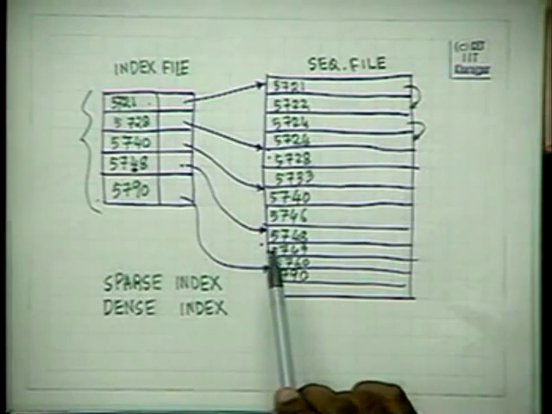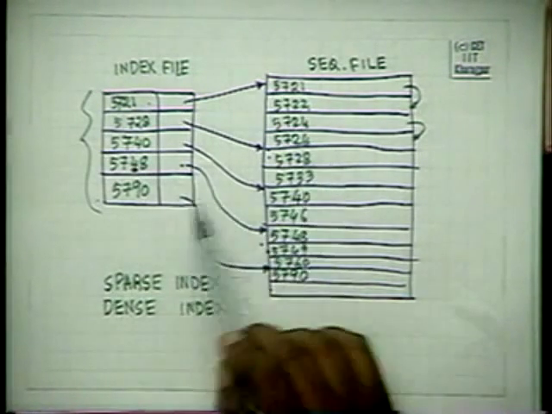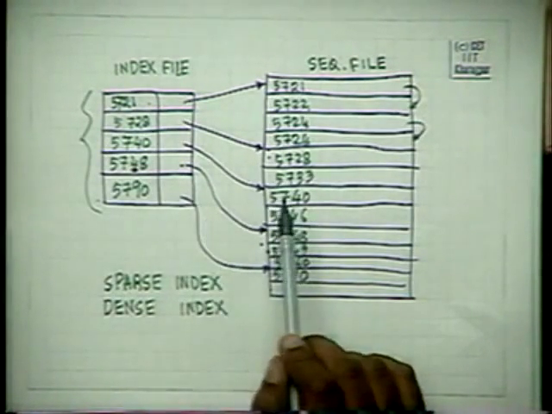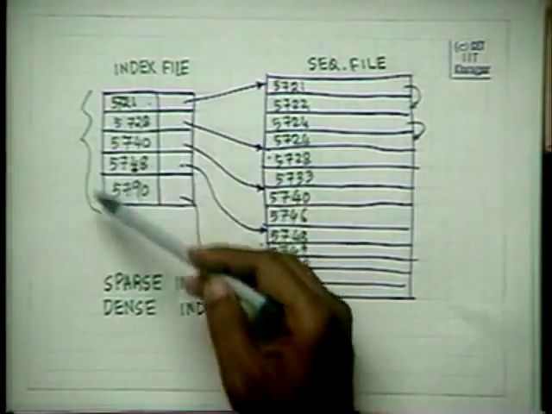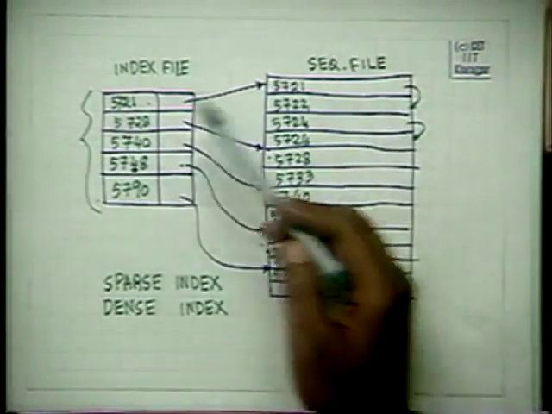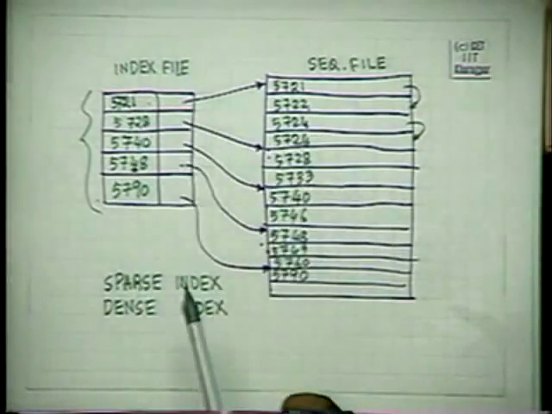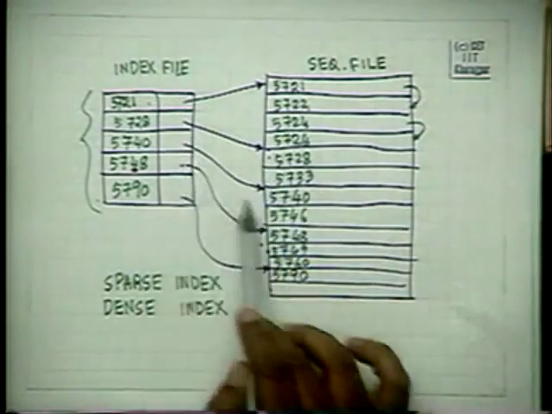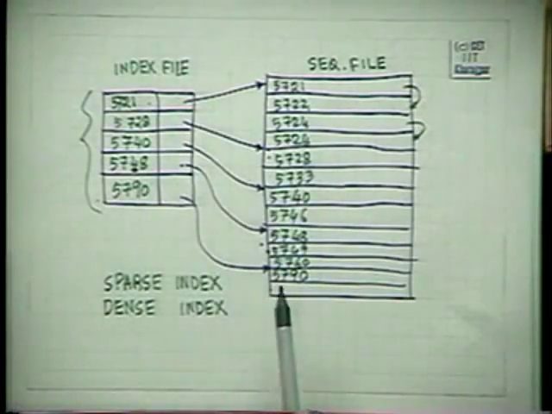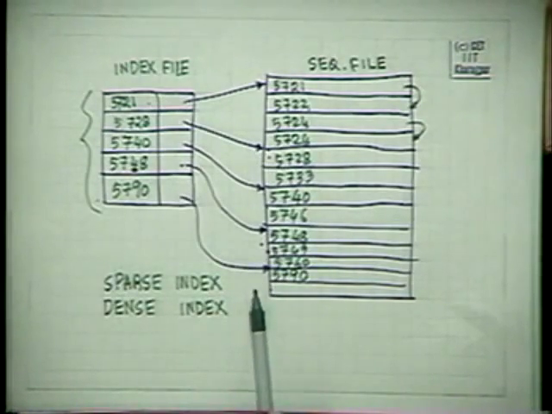So an index sequential file may require reorganization from time to time to maintain not only the sequential file, but also an index file which points to an equally distributed number of elements in the sequential file.